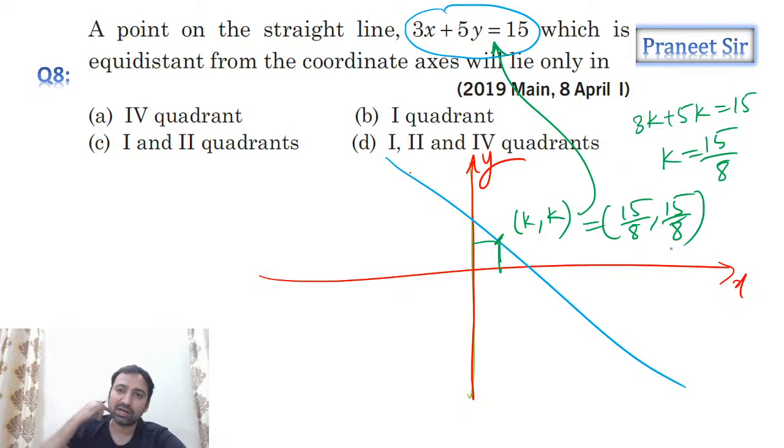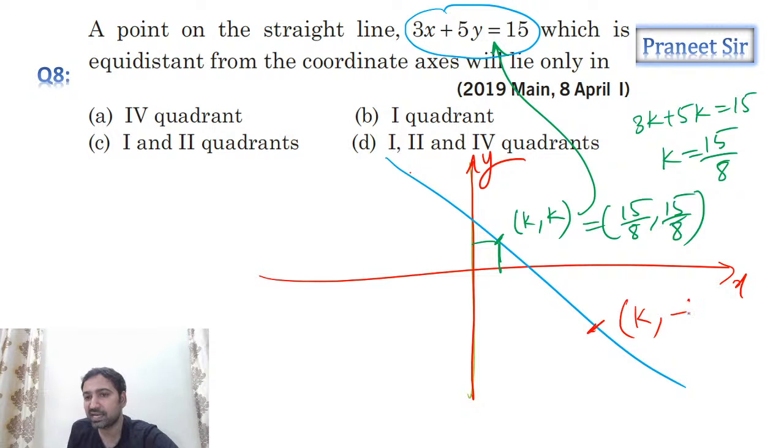Okay, we are getting one point in the first quadrant, which is equidistant from both the x-axis and y-axis. 15 by 8. Okay, first quadrant is fine. What about the fourth quadrant, guys? Let's assume there is one point in the fourth quadrant. I can take it as any point in the fourth quadrant.